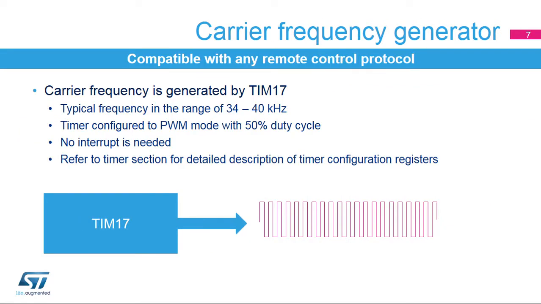Timer 17 generates the carrier frequency for the remote control protocol used in the application. The carrier frequency can be configured to any frequency needed by the chosen protocol, including typical frequencies in the range of 34 to 40 kHz. This is done by configuring timer 17 into PWM mode with a 50% duty cycle. Once the timer is started, it doesn't require additional software control, including interrupts. For a detailed description on how to configure timer 17, please refer to the timer section in the reference manual.